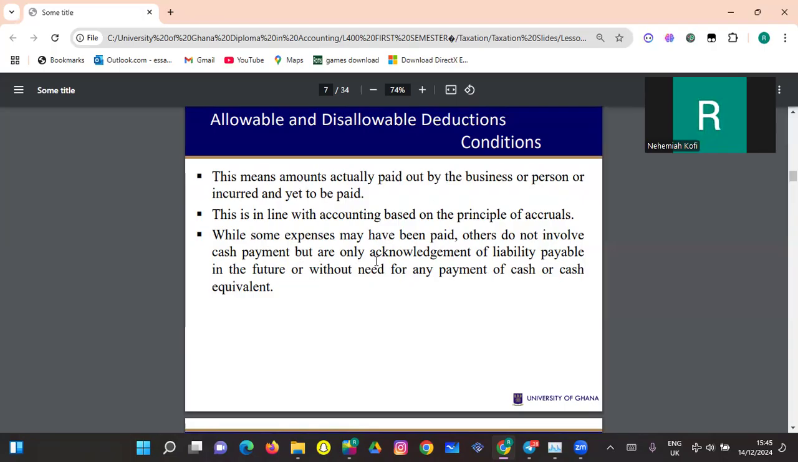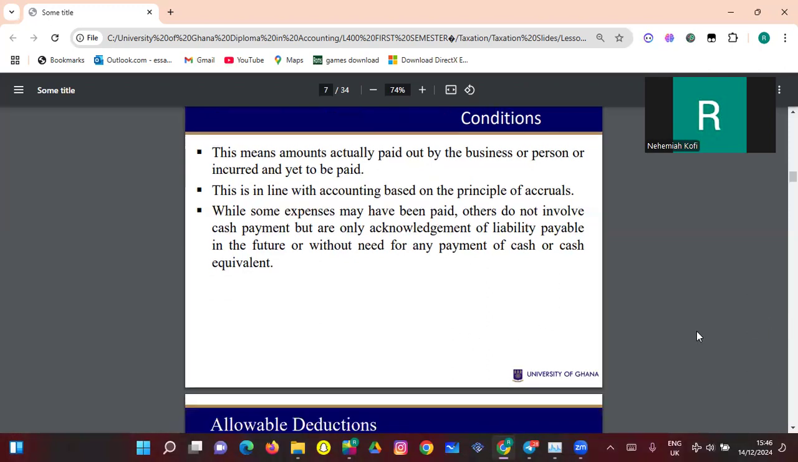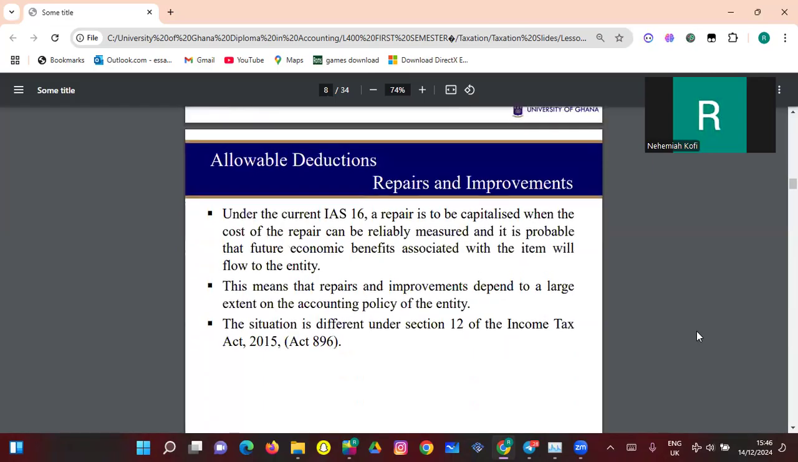So while some expenses may have been paid, others do not involve cash payment, but are acknowledgement of liability payable in the future or without the need for any payment or cash equivalent. So that's what I just said. Right. Okay. So now let's look at some allowable deductions.